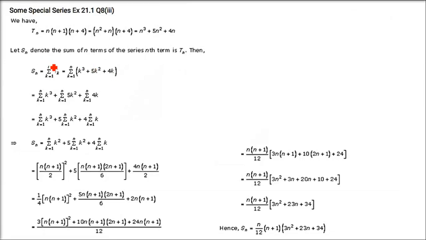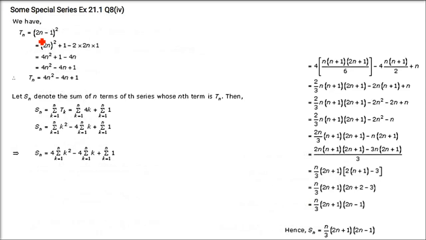Next one is n plus 1 into n plus 4. This is an NCERT question. Just multiply n plus 1 and n plus 4, and n cube plus 5n square plus 4n will come. Take the sigma of n cube as n plus 1 by 2 whole square, in place of n square put n plus 1 into 2n plus 1 by 6, and in place of n, you write n plus 1 by 2. So the final solution will be this one. I hope you will be able to do the computation, it's in front of you.